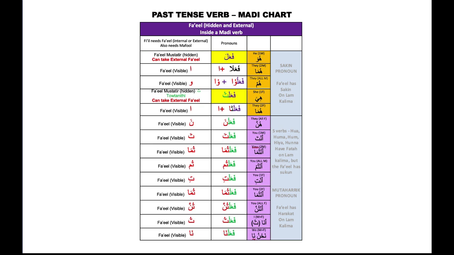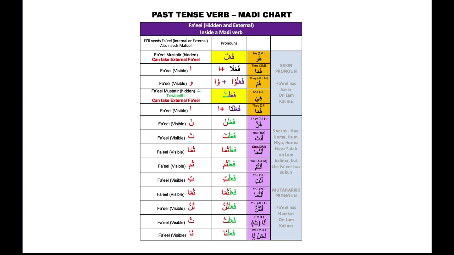Let's look at fa'ala again. We said every root verb is masculine, third person, singular. So fa'ala means he did. The doer fa'il, he, or in Arabic huwa, is actually hidden within the verb fa'ala. So for that reason, on the left hand column, it says fa'il mustatir, hidden, and can take an external fa'il. Now also learn the term mustatir. Mustatir is the Arabic name of hidden. So we got fa'ala, hidden fa'il is huwa there.